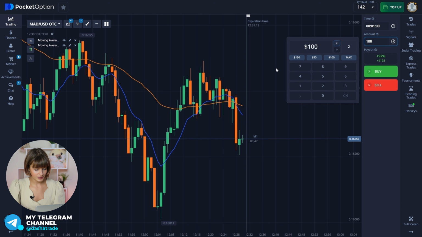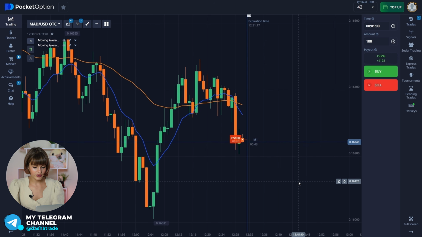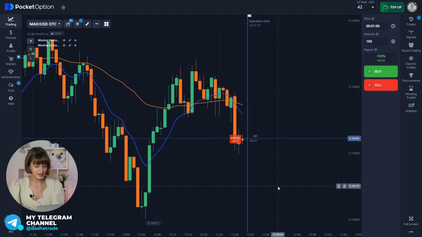I just double the trade amount and open a cover. If my cover closes in a profit, I compensate the loss from the previous trade and also make a small profit.